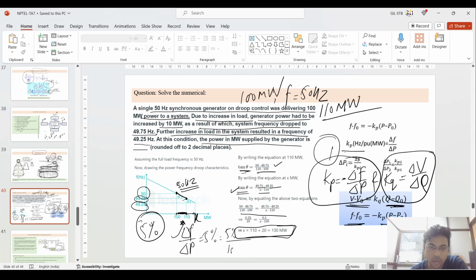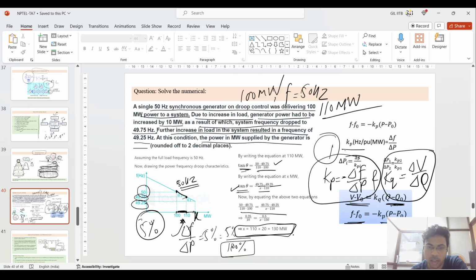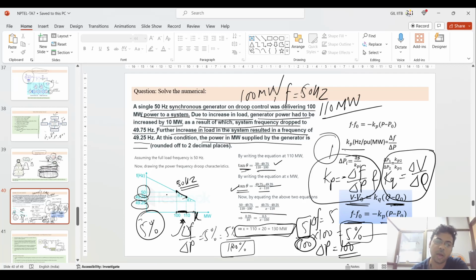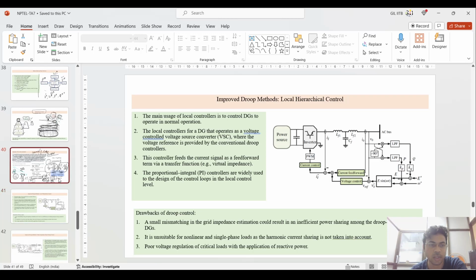So what do you mean by that also? It means that if there is a 100% change in your power, your frequency changes 5%. That is the main factor. 5 by 100 multiplied by 100 is 5%. So if your frequency changes from 100%, it means that the 5% droop is there. So this will help you solve one of the questions in the assignment also.